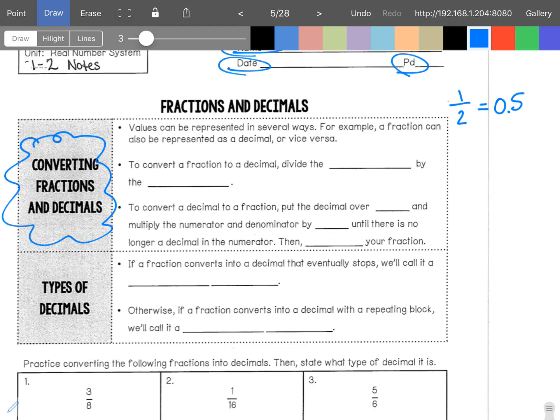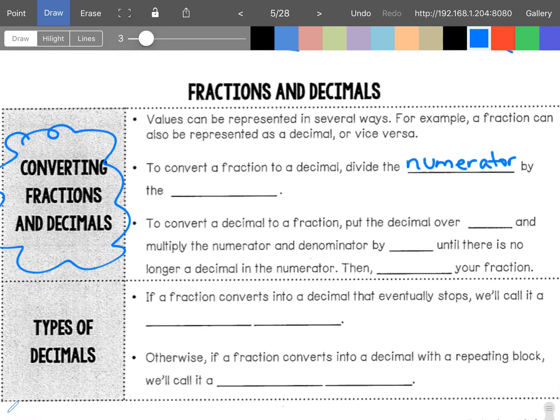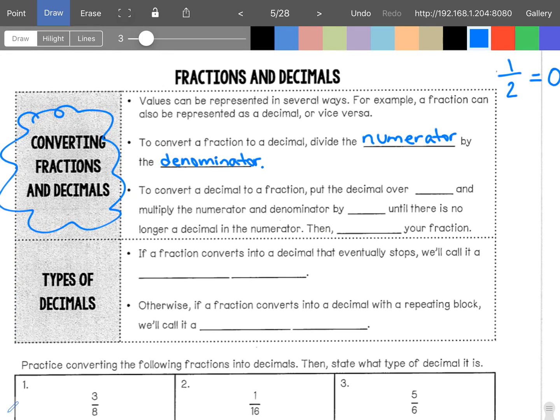To convert a fraction to a decimal, divide the numerator by the denominator. To convert a decimal to a fraction, put the decimal over 1 and multiply the numerator and denominator by 10 until there is no longer a decimal in the numerator. Then simplify your fraction.